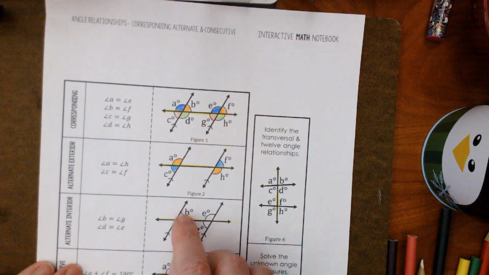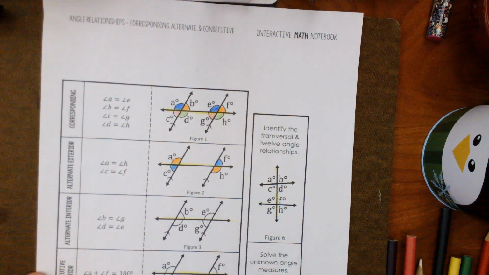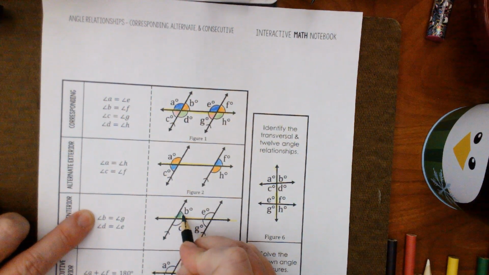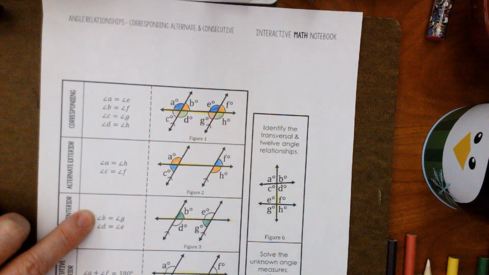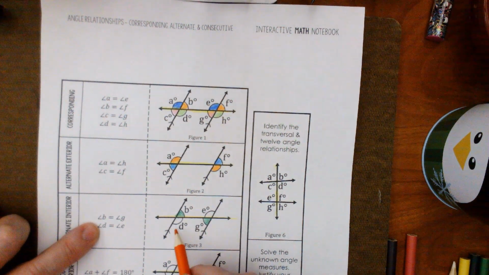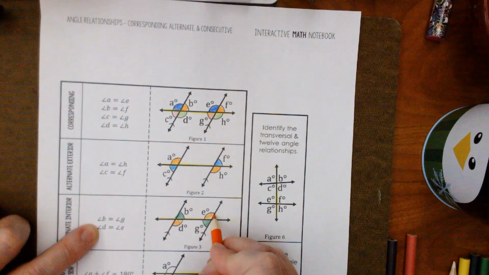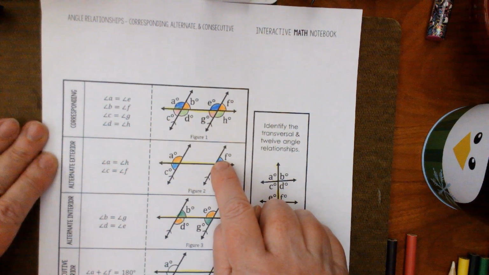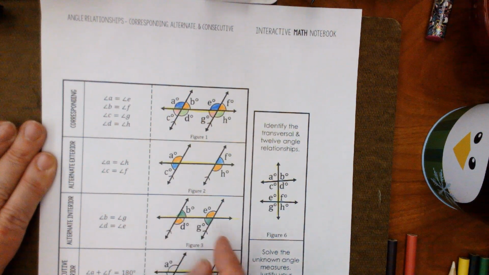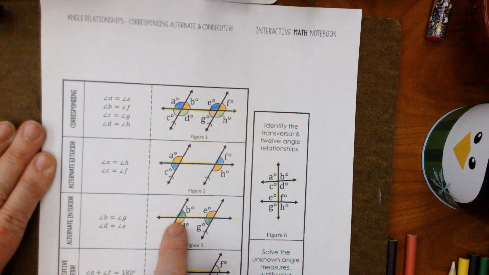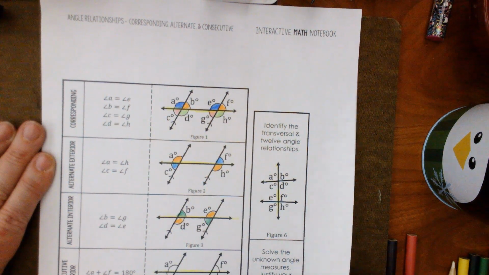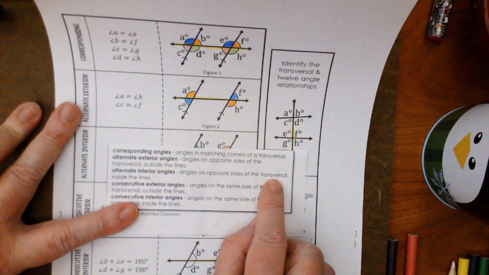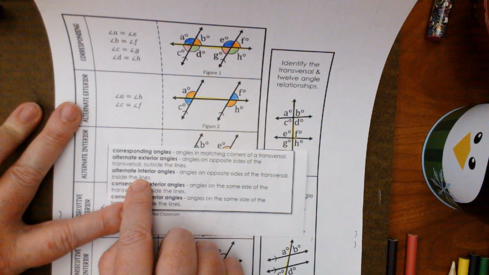And then we're going to look at alternate interior, and those are the inside. So we're going to say B and G. And then we have D and E, okay? So these, the alternate interior, are opposite from the alternate exterior. These are on the inside, okay? And you can see how they look like the same shape on either side, okay? In that definition, if you like it in words: angles on opposite sides of the transversal inside the lines, okay?